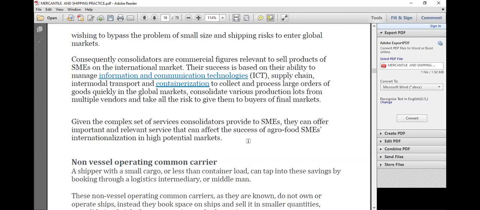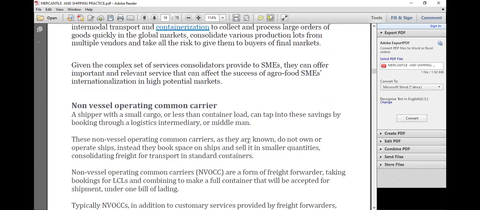So given the complexity of the services consolidators provide to SMEs, they can also offer an important and relevant service that can affect the success of agro-food SMEs' internationalization in high potential markets. Now, you've got an understanding of who consolidators are.